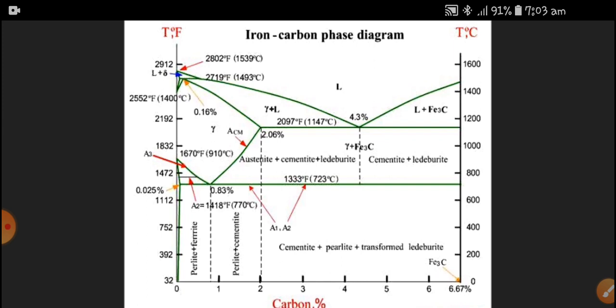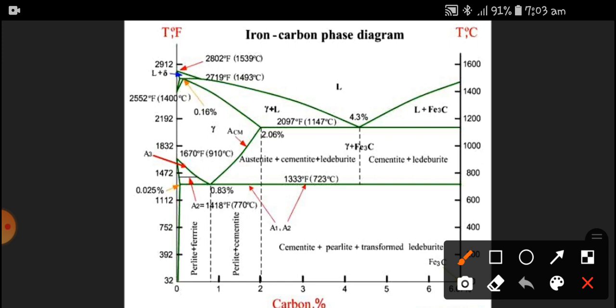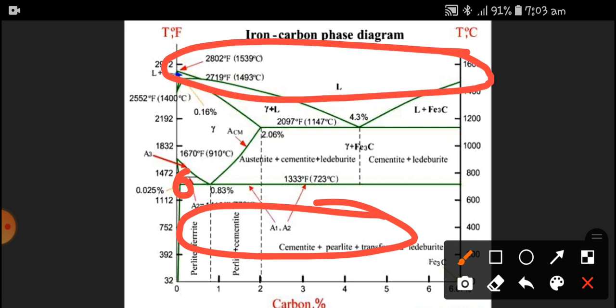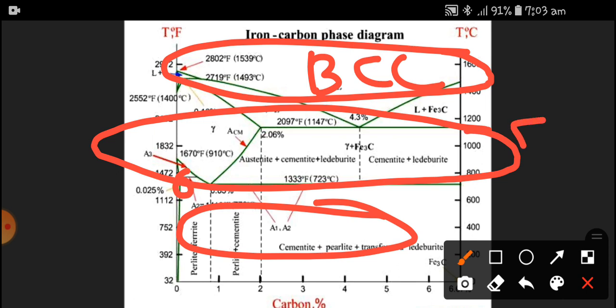Basically, we have two structures in the iron carbon diagram: face centered cubic and body centered cubic. If you see here, the alpha and delta phases are in the form of BCC structure, and the gamma phase is in FCC structure. Notice that this is the alpha phase, this is the delta phase, and this is the gamma phase. These two phases are BCC structures, and this one is an FCC structure, face centered cubic structure. This is the gamma iron.